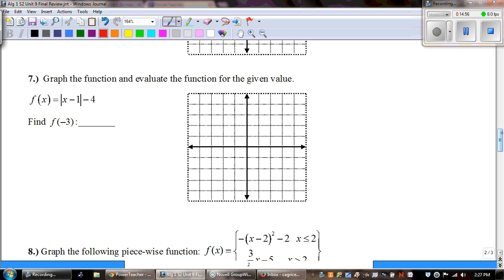All right, number 7. Graph the function and evaluate the function for the given value. If you want to try this one on your own, go for it. Just pause the video.